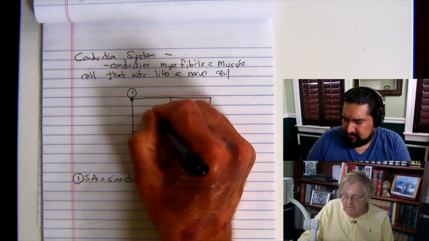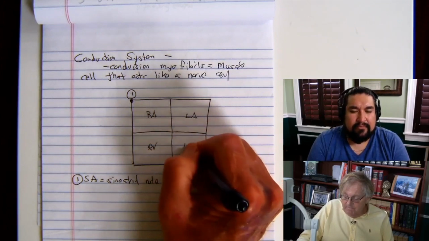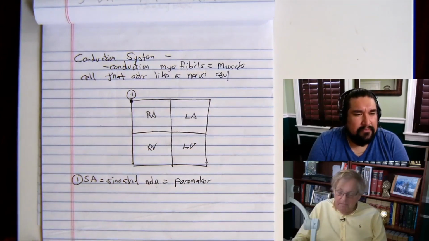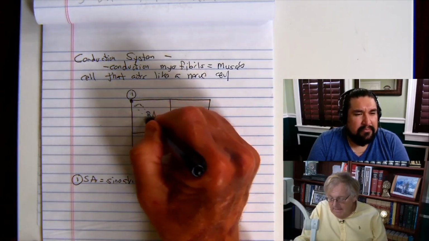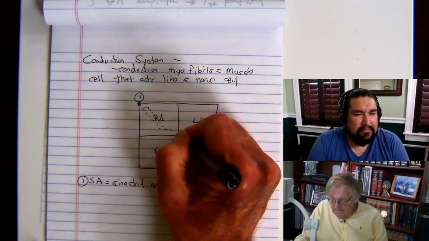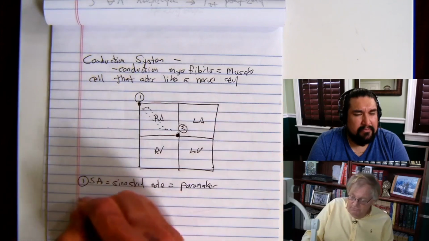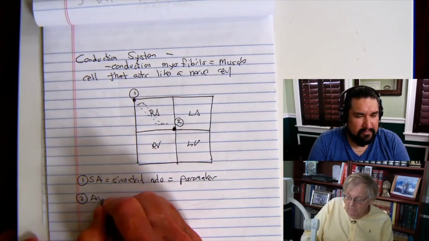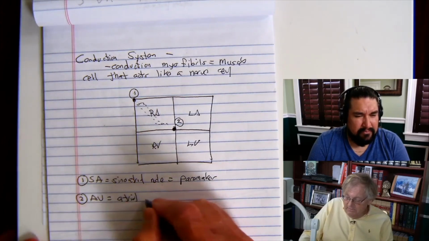Remember, this is your RA, RV, LA, LV. I'm going to pass, by means of those conduction myofibrils, an electrical potential that's going to pass through those ICDs until it gets to right here, and that's going to be number 2. And number 2 is going to be the AV node, or the atrioventricular node.